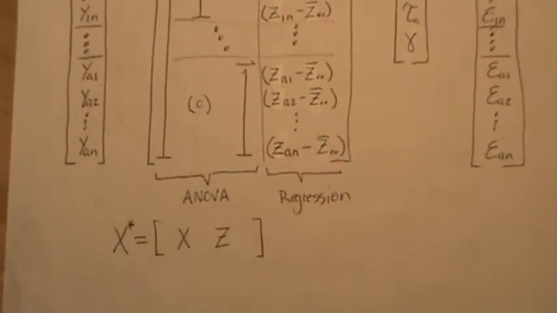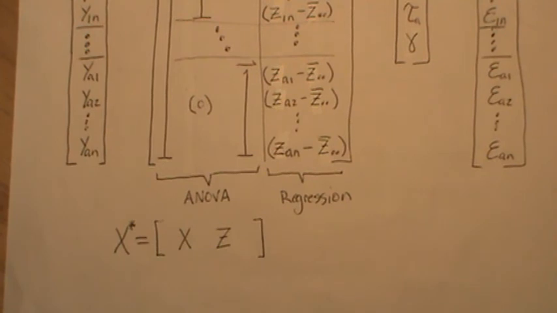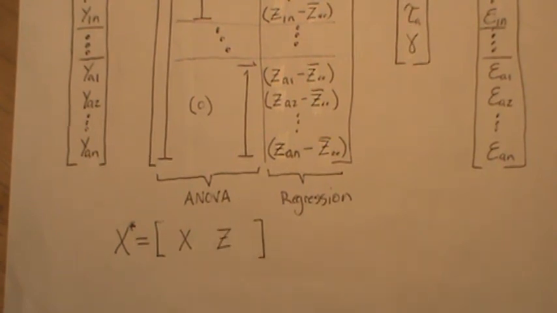Now, that is all we have for this video. So stay tuned. In the next video, we start talking about the different column spaces within the design matrix, and that's part 2 of this mini-series.